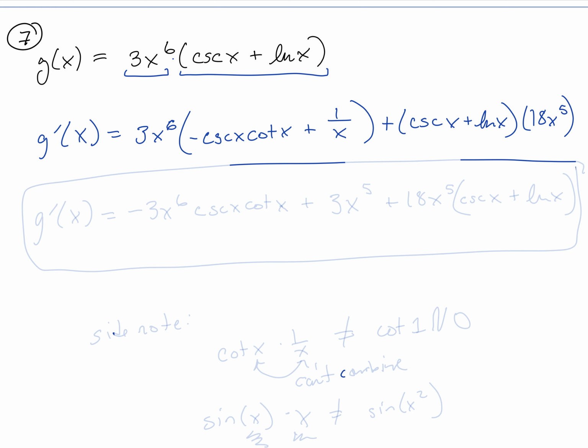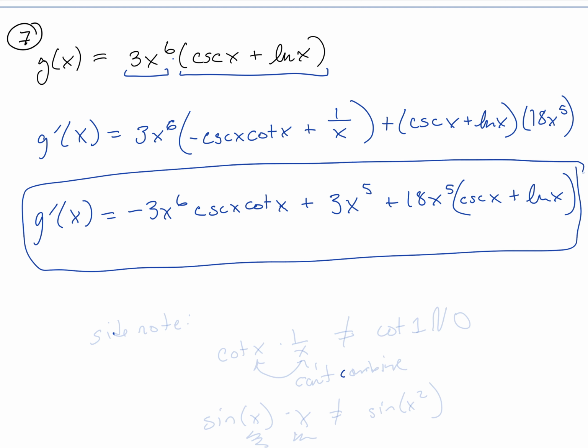We could do some rewriting here if we wish. G prime of x is equal to negative 3x to the 6th, cosecant x cotangent x, plus 3x to the 6th times 1 over x, that's 3x to the 5th, plus 18x to the 5th times cosecant x plus natural log of x. We can leave it like that. And that is our derivative.